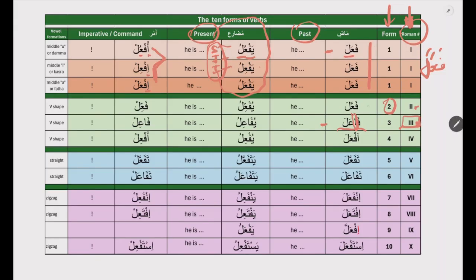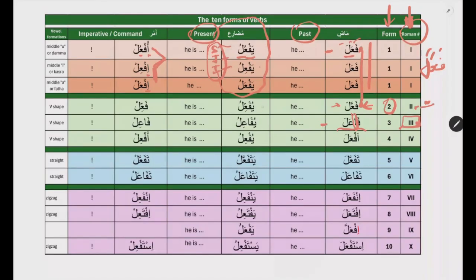So let's start off with form 2. Form 2, you notice, if you compare this verb to this verb here, from form 1 to form 2, the only difference is this tajdeed here. You see the tajdeed on the middle letter? So from fa'ala, just ordinary 3 fathahs in a row, it becomes fa''ala. So it's still 3 fathahs, but with the extra tajdeed. So the tajdeed is a characteristic feature in form 2.